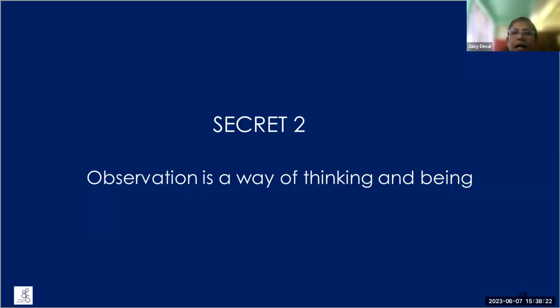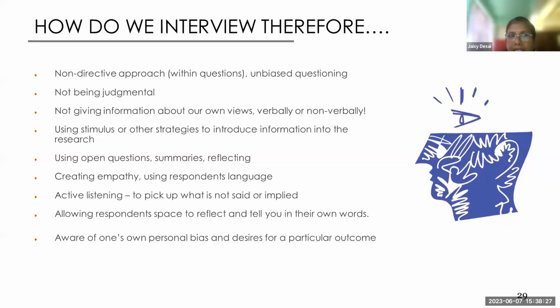The second is observation, like we saw already, is a way of thinking and being. And when you are engaging with the customer, it's about having a non-directive approach. It's about being non-judgmental. It's about being unbiased. It's about not having quick reactions to what they are saying. You watch and observe, and you probe in a way that allows the customer to open up. You're not asking a very closed set of questions.